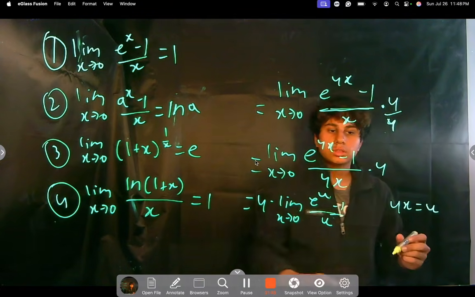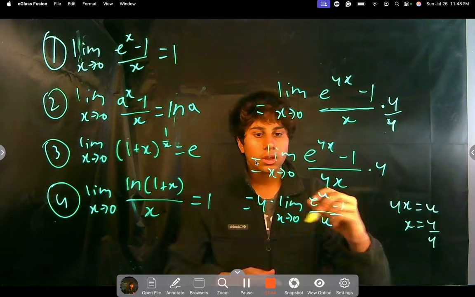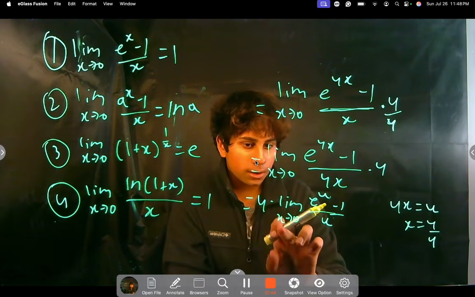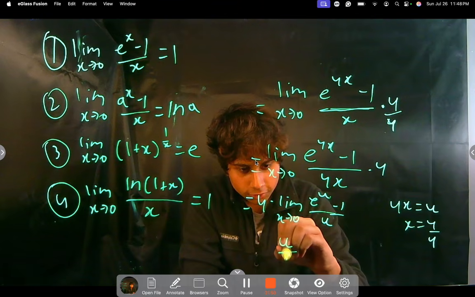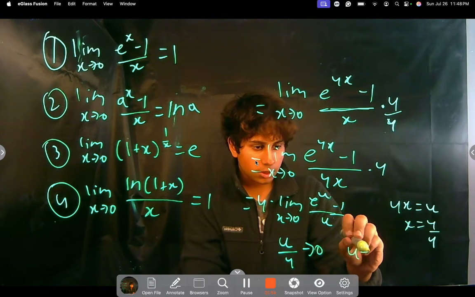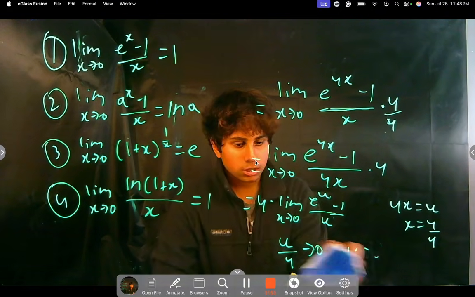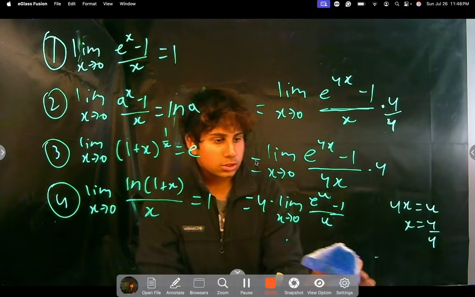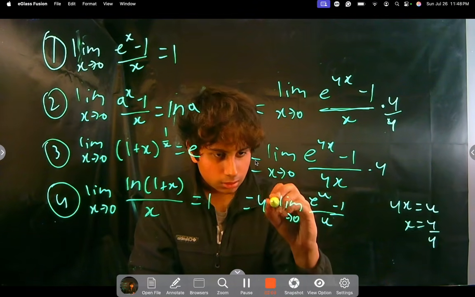So now that 4x is equal to u, x is going to be equal to u over 4, right? So u over 4 is tending to 0. If you say u over 4 is tending to 0, it's the same thing as saying that u is tending to 0, because think of it like you're bringing the 4 to the other side. So here it's going to become u is tending to 0.